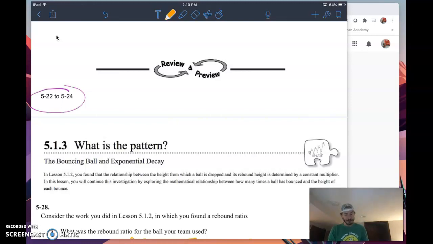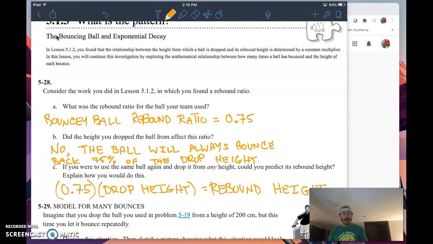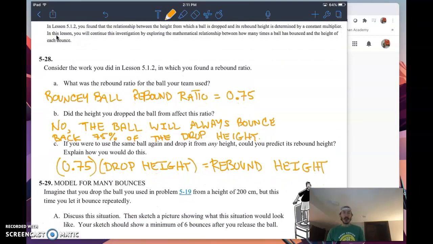All right? And we're going to start by, like I said, examining some of that knowledge from yesterday, okay? And we saw this in the video, and we did this in our work from section 5.1.2. The rebound ratio was 0.75. That's what part A is asking me here. 3/4 or 75%, all equivalent ways to think of that.